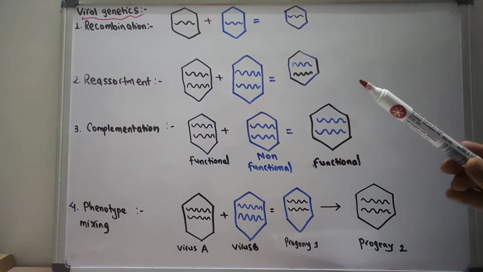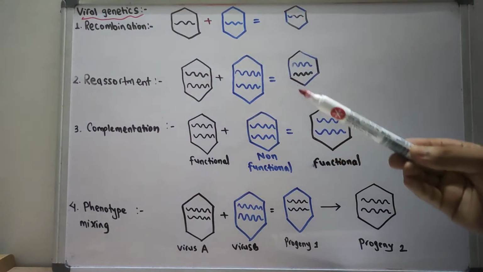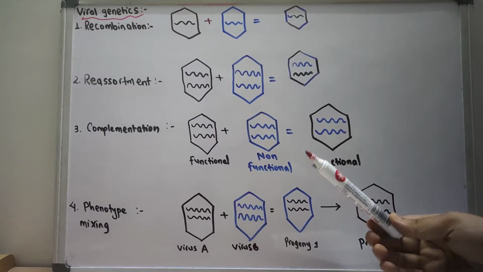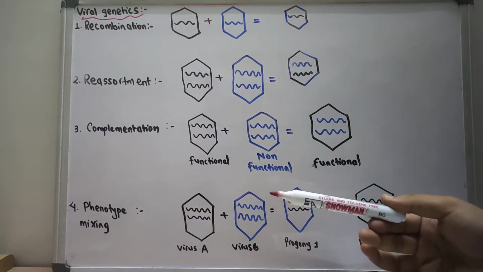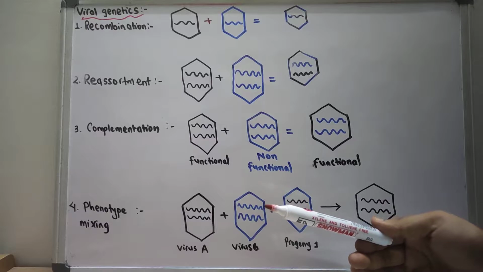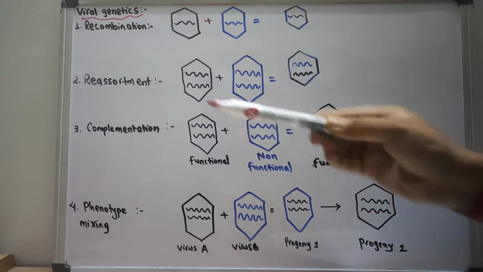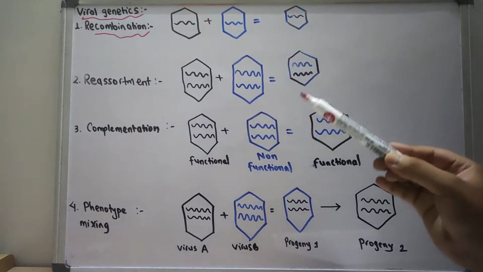So in viral genetics, we'll discuss recombination, reassortment, complementation, and phenotype mixing. Also, we'll talk about genotype mixing. So first of all, let us talk about recombination.